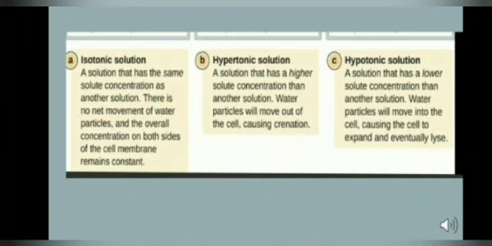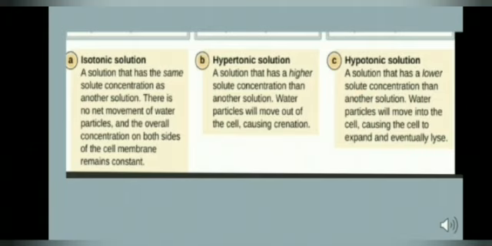The second type is the hypertonic solution. If two solutions have unequal osmotic pressure, the more concentrated solution with higher osmotic pressure is said to be hypertonic solution. Hyper means more, you can remember it this way. The more dilute solution exhibiting the lower osmotic pressure is said to be hypotonic solution.